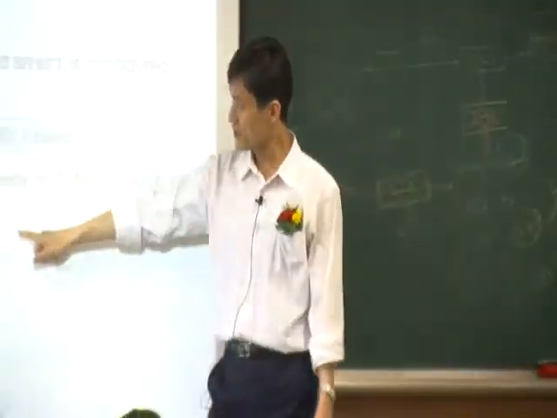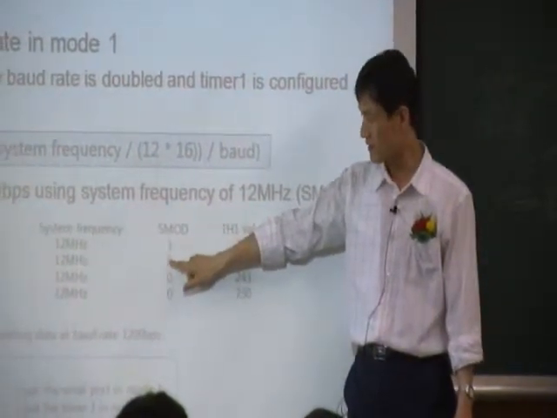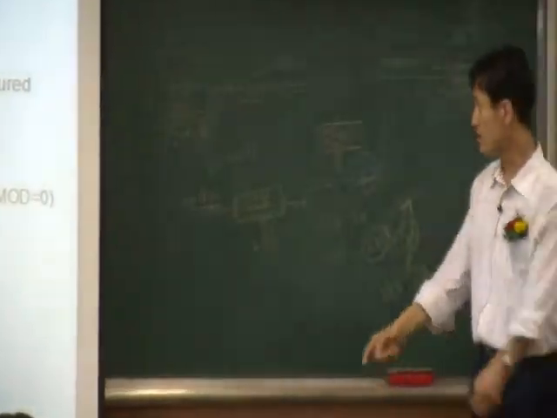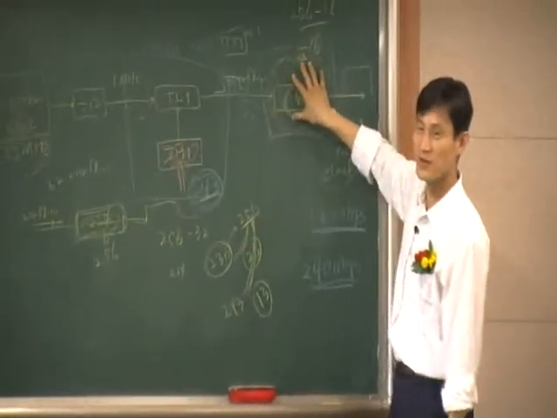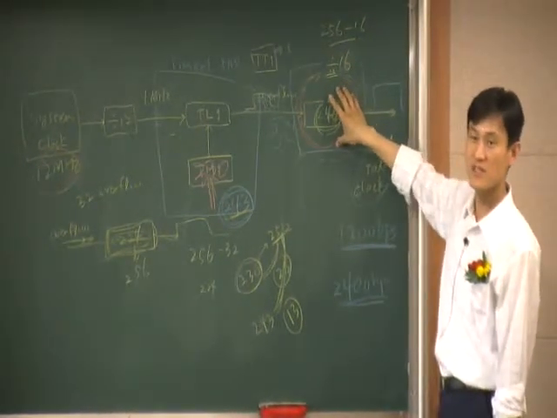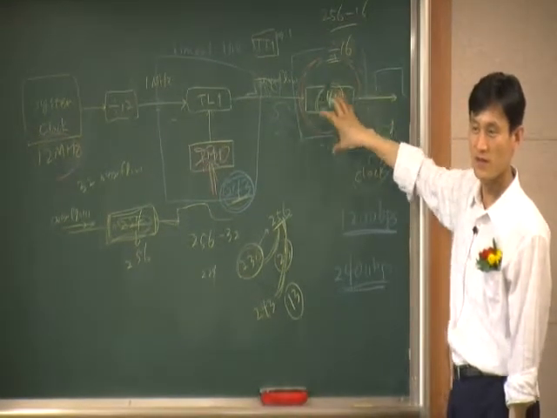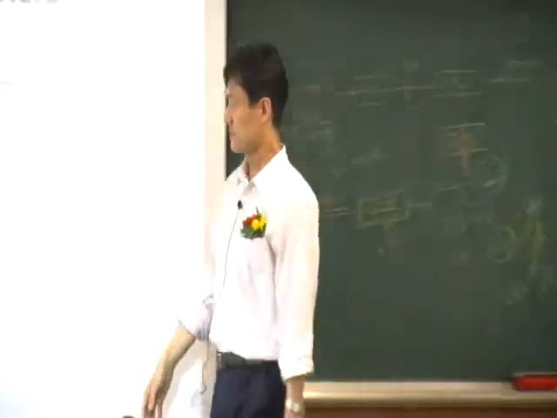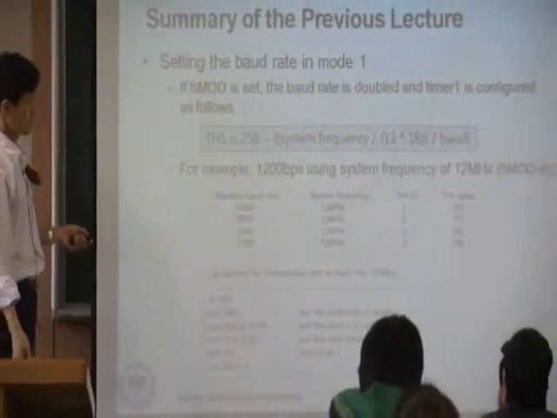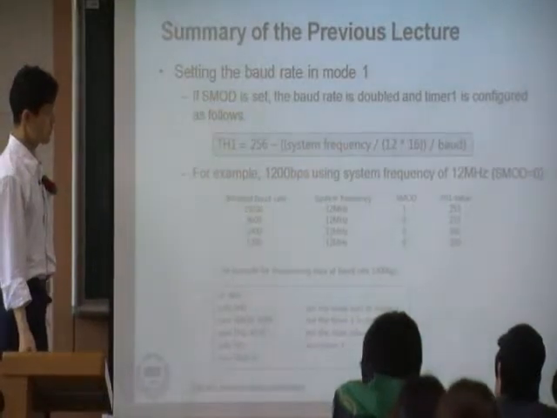But if you change the S mode from 0 to 1, if you use S mode equal to 1, then we are actually using different hardware. Instead of divide by 32, you want to use divide by 16. So we are using different hardware now. By combining these, you can use a different baud rate.